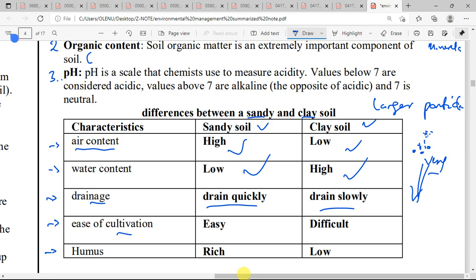In terms of cultivation, it is easy to cultivate sandy soil than clay soil. And in terms of humus, humus here can also be referred to as the organic content. So sandy soil is rich in organic content, while clay soil is poor in organic content, or low. That is why sandy soil is better for cultivation than clay soil. Okay, let's move on.